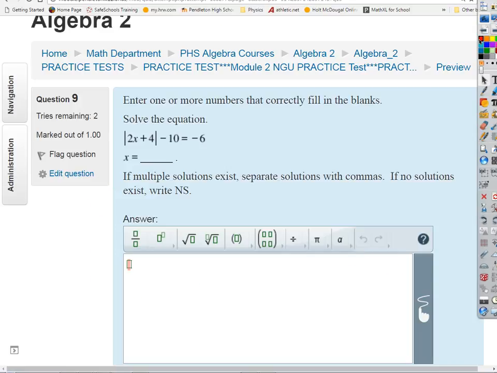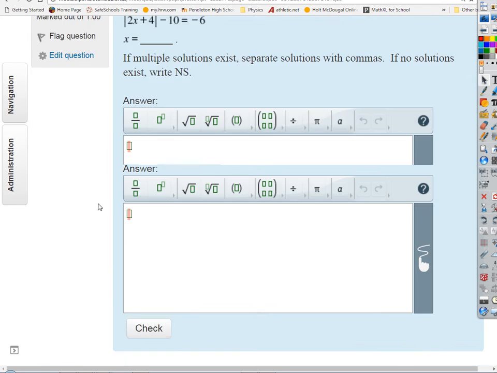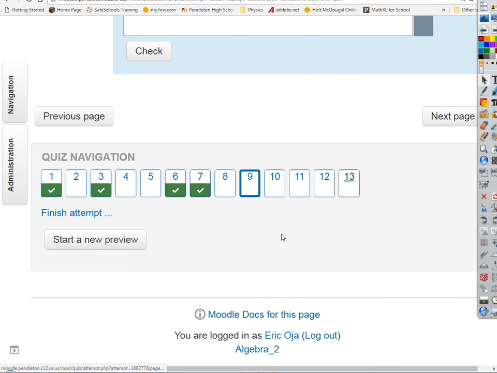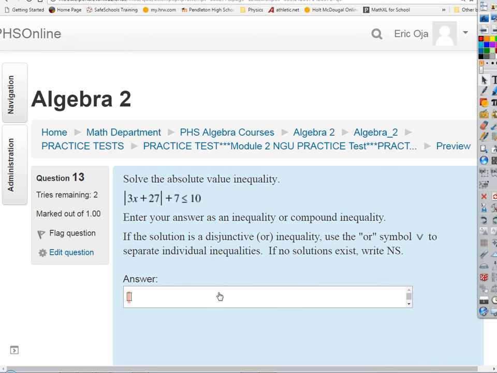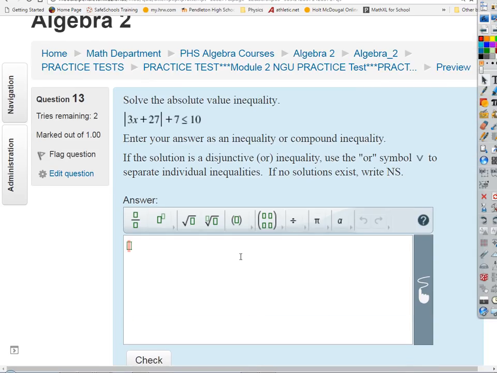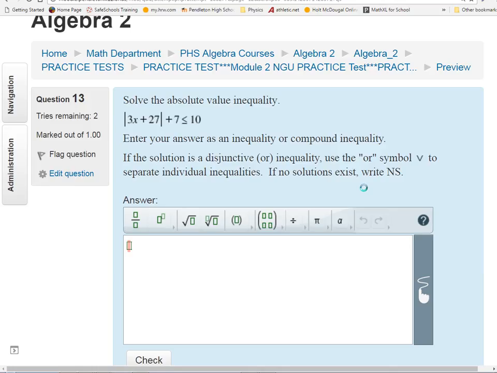You just separate those with a comma. Yep. Okay, so next. Let's look at this guy. So what do we do with this? This looks different. It is different.